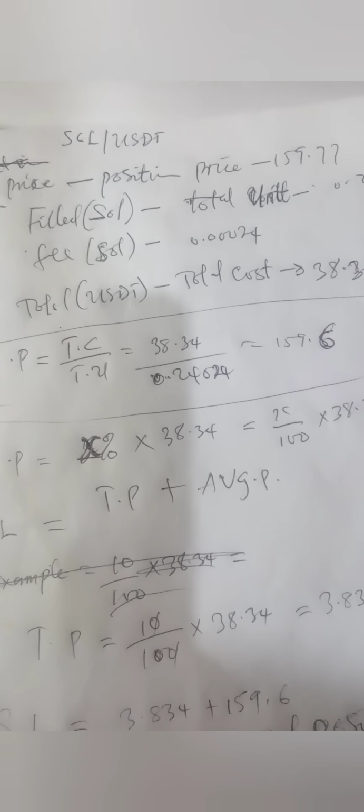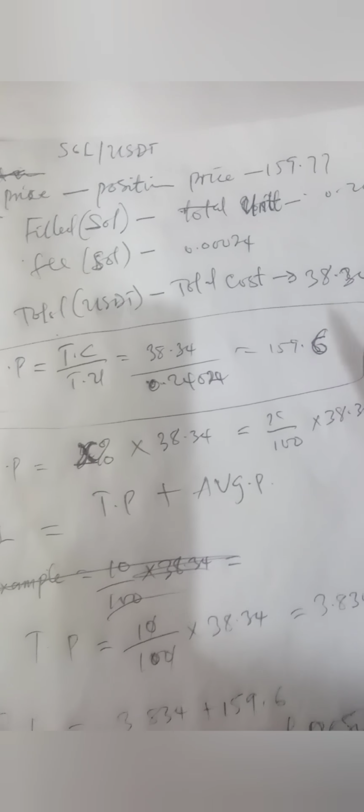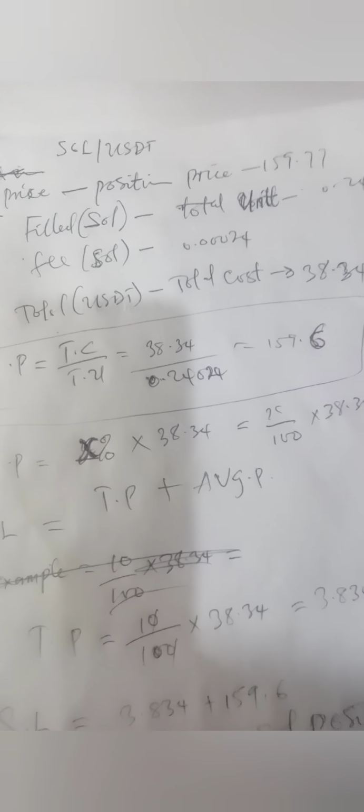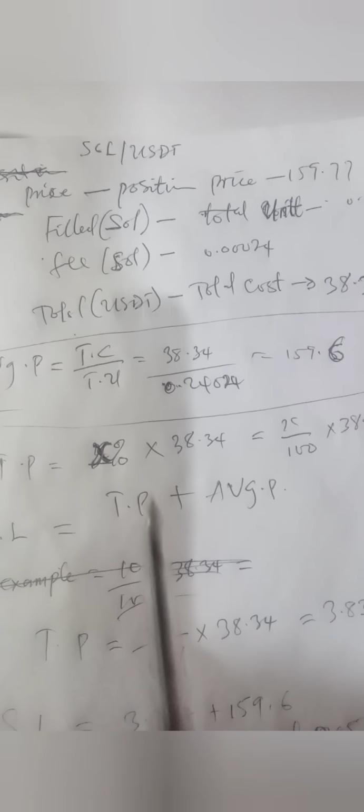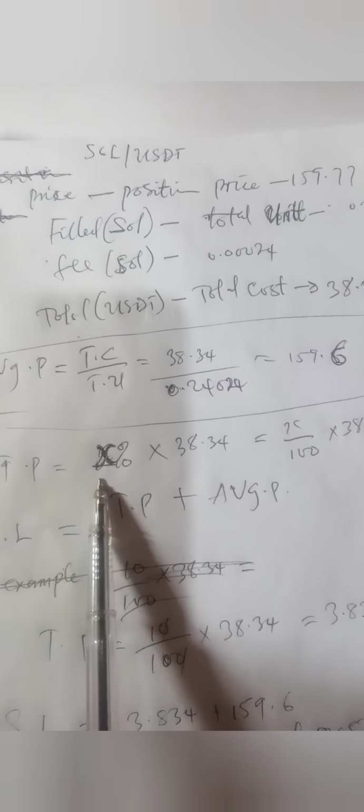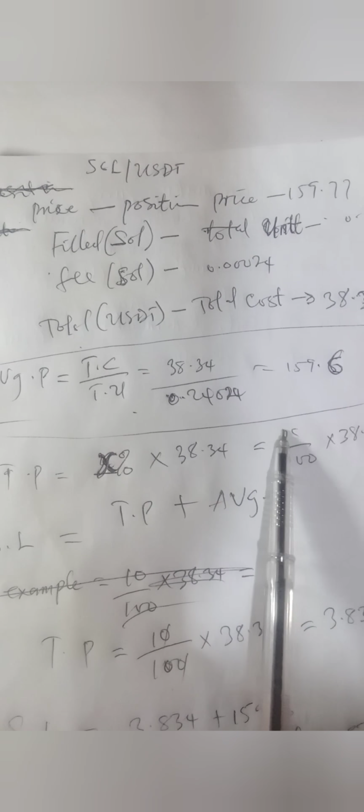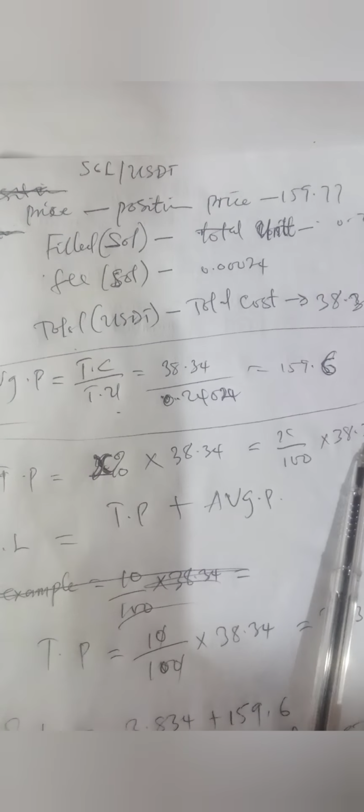How do you calculate your TP? You determine the percentage you want to take. When you determine the percentage you want to take, this percentage is going to be your X. X percent times your total cost, which is going to give you X all over 100 times that. So you see it now.